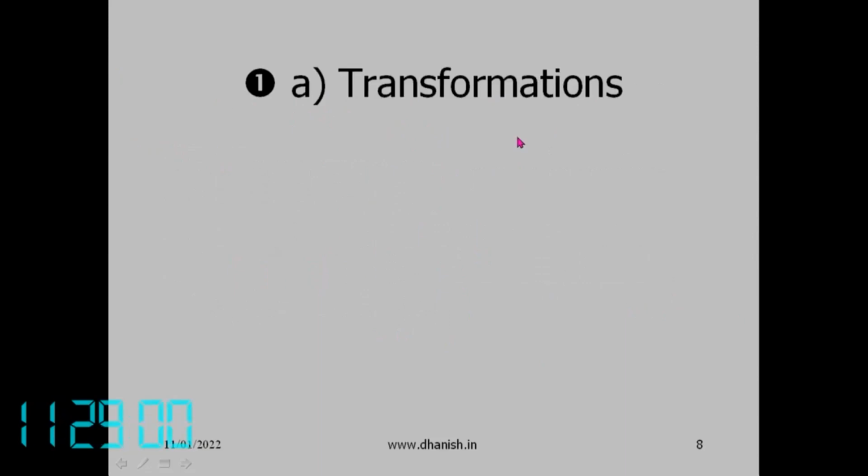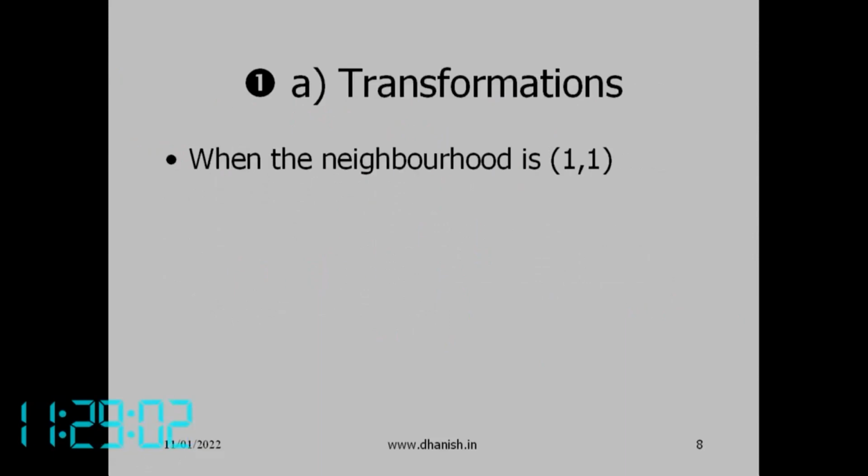So, transformations. In transformations, the neighborhood is 1 by 1. That means you don't consider the neighborhood. You consider that pixel. If it meets a certain condition, you do that operation. Otherwise not, or otherwise some other operation. So it is simply intensity mapping. You are not checking the neighbors, you are checking the intensity at a particular pixel. If it is low, maybe you make it 0, or if it is high, you make it 1. So that becomes a binary transformation.